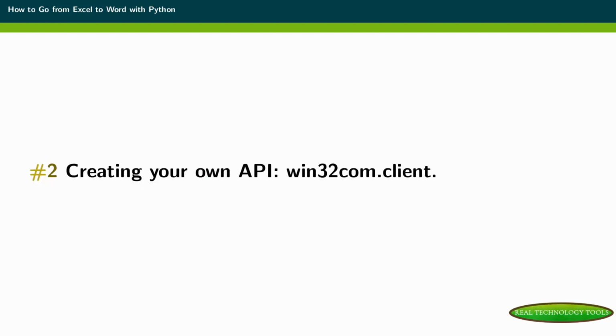The second one is creating your own API. And for that, you'll need to use win32com.client. So this one's going to use a component object model. That is what COM stands for. That's basically what is usually used to create APIs. So if this one feels a little bit complicated, that's because it is. Basically, it is as sophisticated as it gets.